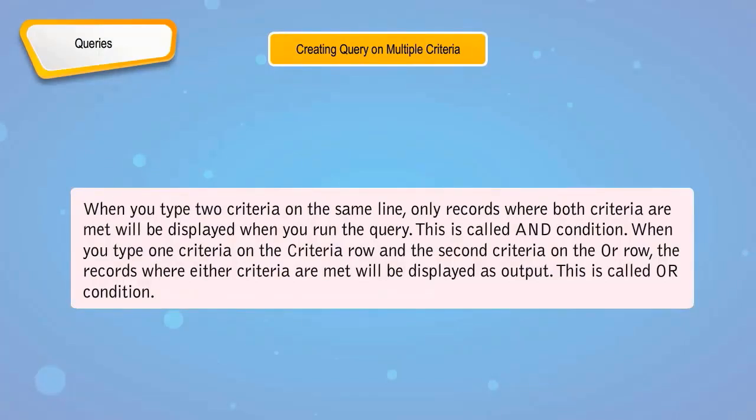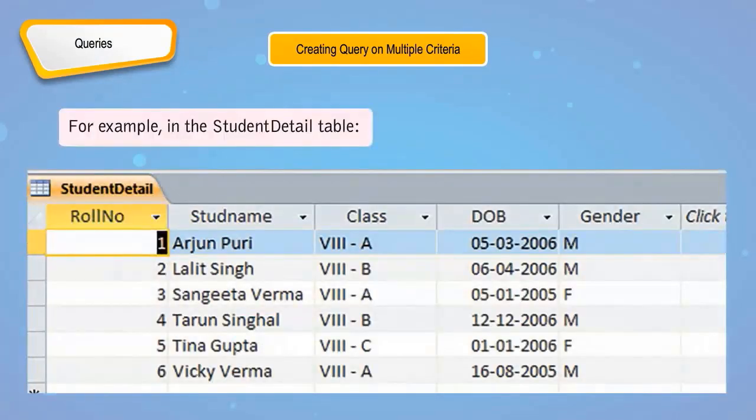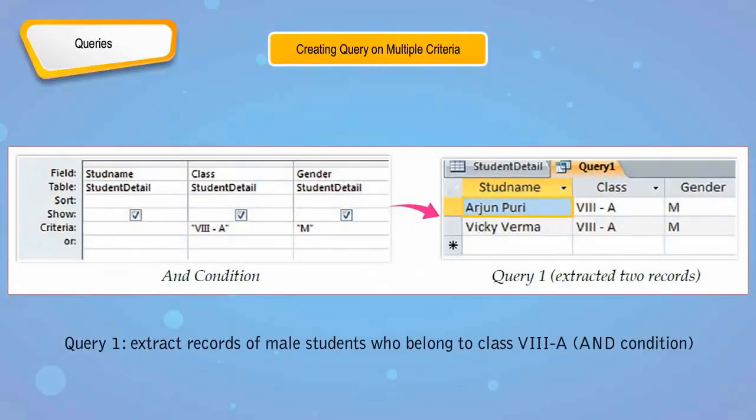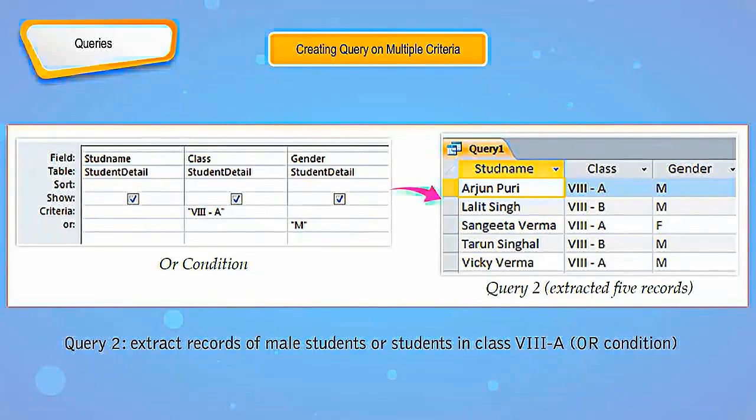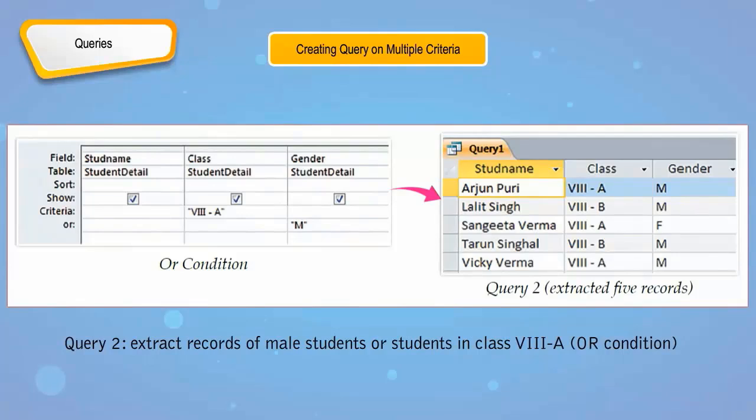When you type one criteria on the Criteria row and the second criteria on the Or row, the records where either criteria are met will be displayed as output. This is called OR condition. For example, in the Student Detail table, Query 1. Extract records of male students who belong to class 8A. AND condition. Query 2. Extract records of male students or students in class 8A. OR condition.